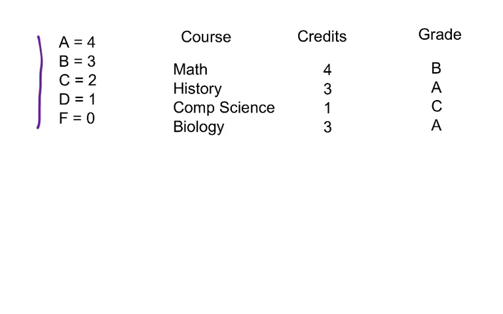And we've got a sample schedule for a student here that took a 4-credit math course and got a B, a 3-credit history course and got an A, a 1-credit computer science class and got a C, and a 3-credit biology class and got an A. And we want to find their grade point average.